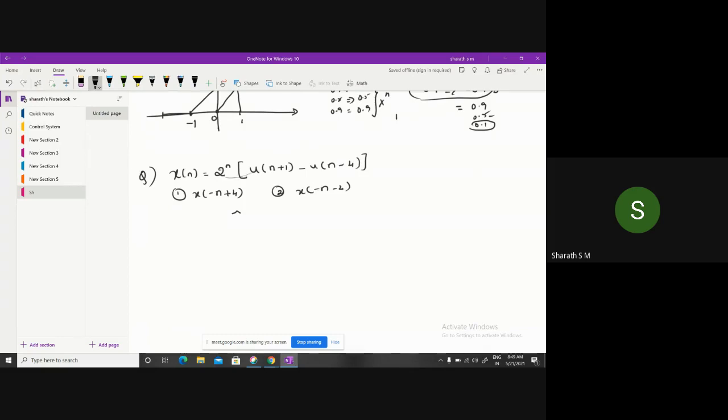So here it's a discrete signal because of n. First we need to sketch u of n plus 1 and then we need to sketch u of n minus 4, and then we need to do the subtraction operation of these two. Afterwards we need to multiply with 2 power n.